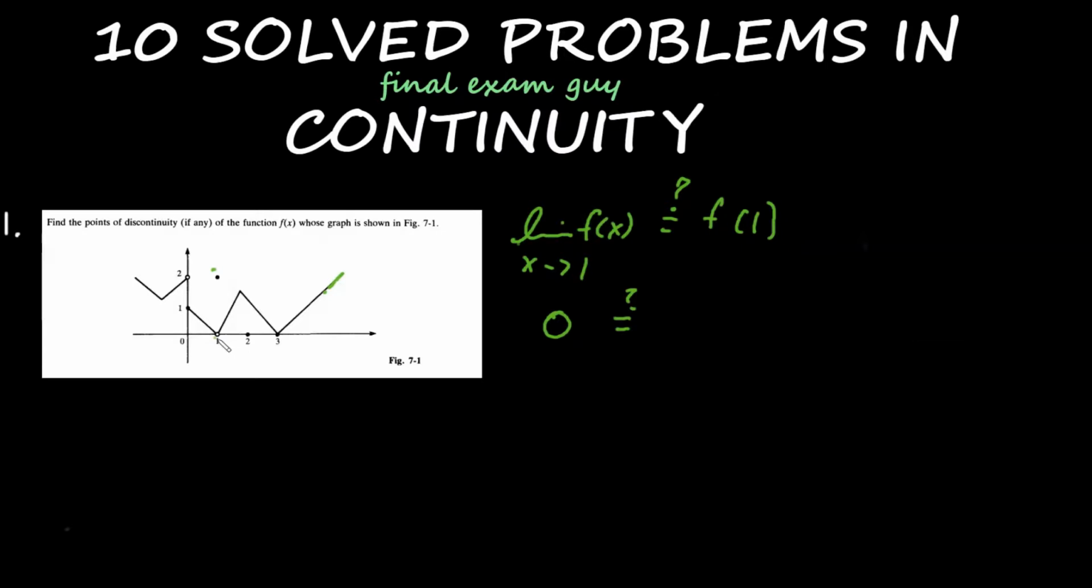Plugging in 1 will not give you 0 because there's a white circle here. It's an empty spot. It will actually give you this black value here, 2. So 0 does not equal 2. So x equals 1 is a discontinuity.